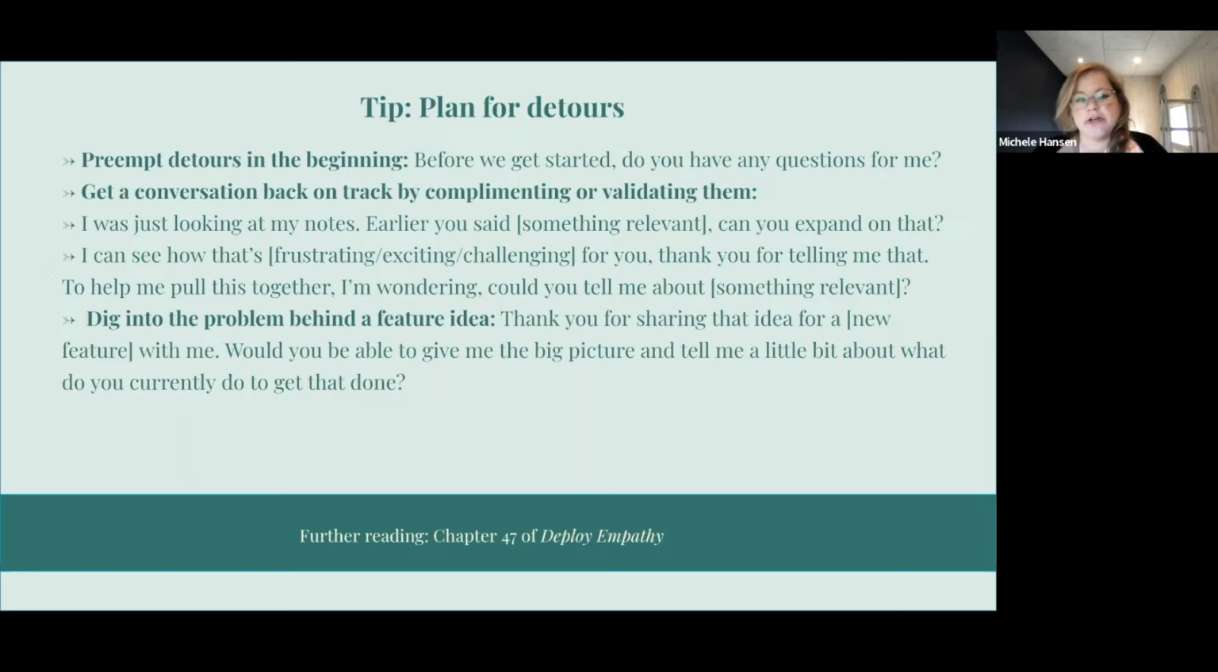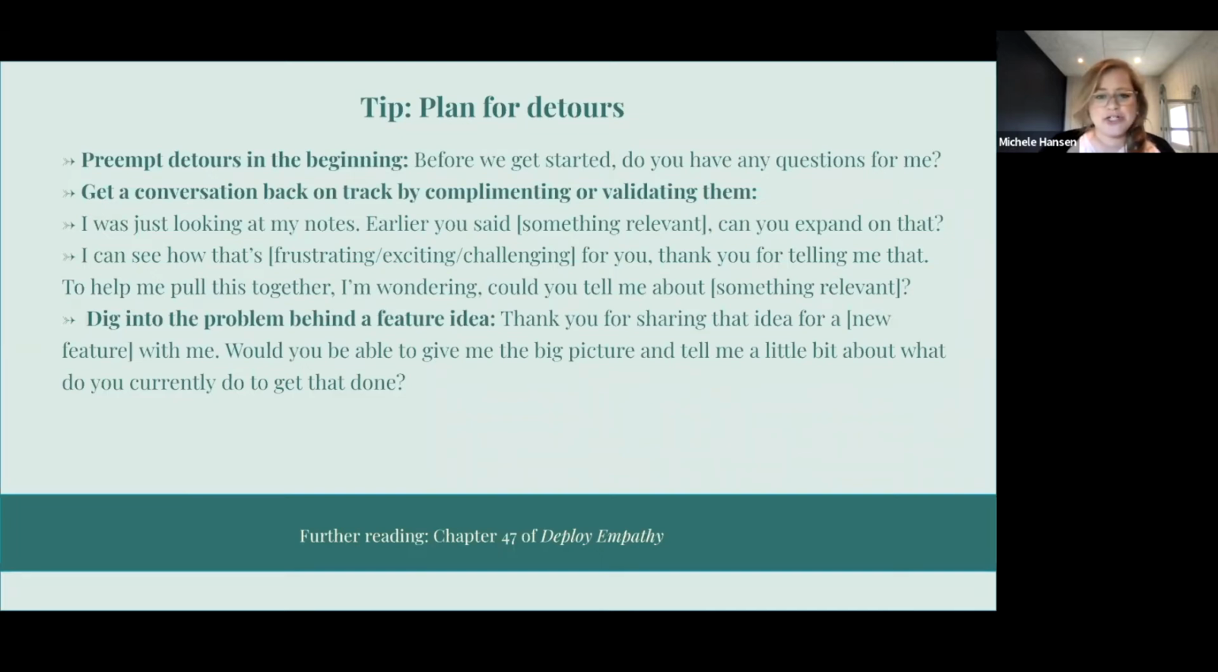You can also use validation in that. So for example, "I can see how that's really challenging for you. Thank you for telling me that. To help me pull this whole story together, I'm wondering, could you tell me a little bit about something else?" So in that case, we used a validating statement in the beginning.